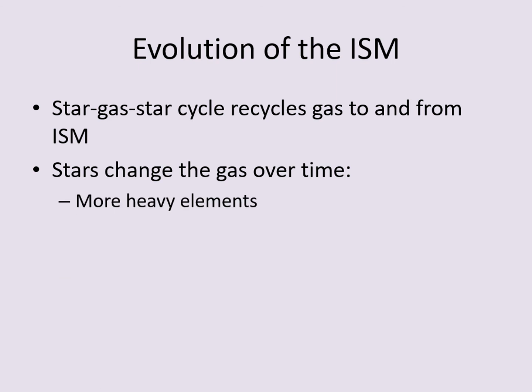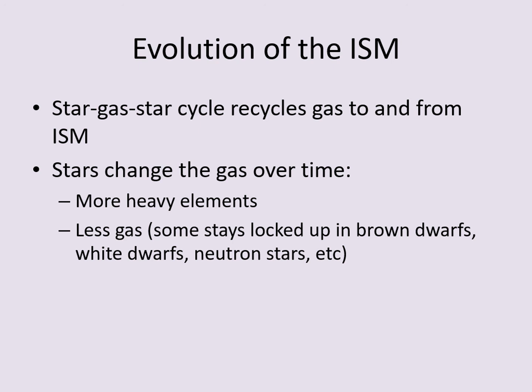First, it becomes enriched in heavy elements. The first stars probably formed from gas that was just hydrogen and helium. However, nuclear fusion, along with the force of supernova explosions, create heavier elements, and these go back into the interstellar medium over time. Second, it loses gas. When most stars die, they return only part of their mass to space. The rest stays behind as white dwarfs, neutron stars, and black holes. As a result, over time, there will be less and less gas in the interstellar medium.